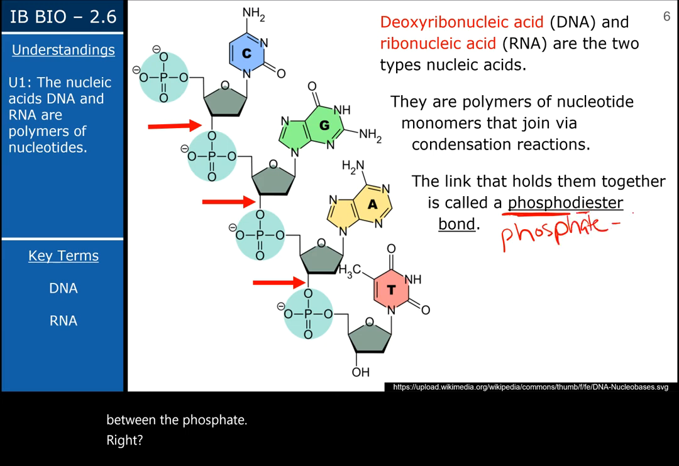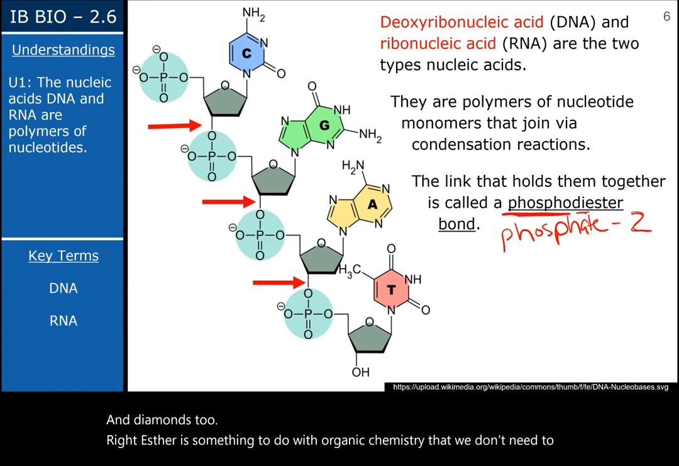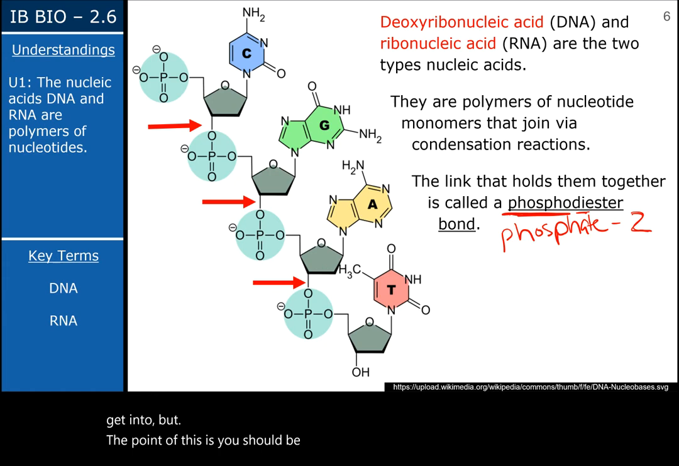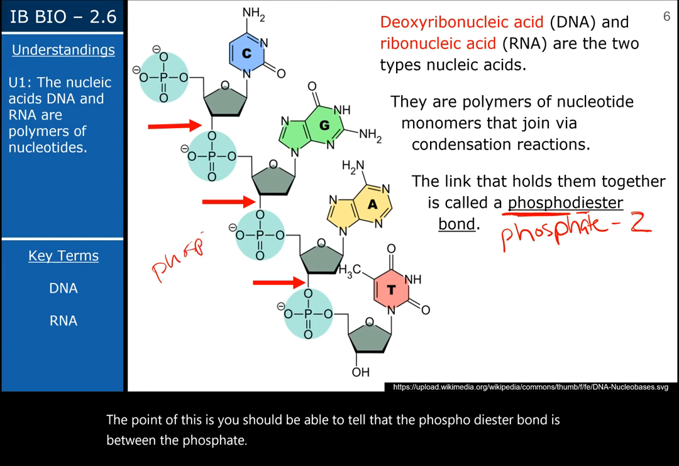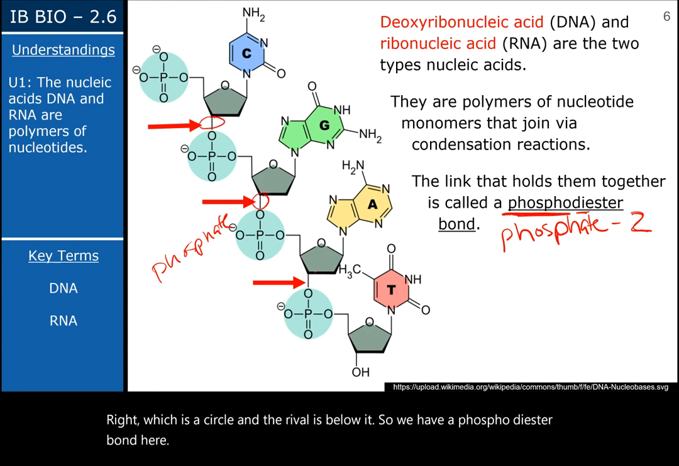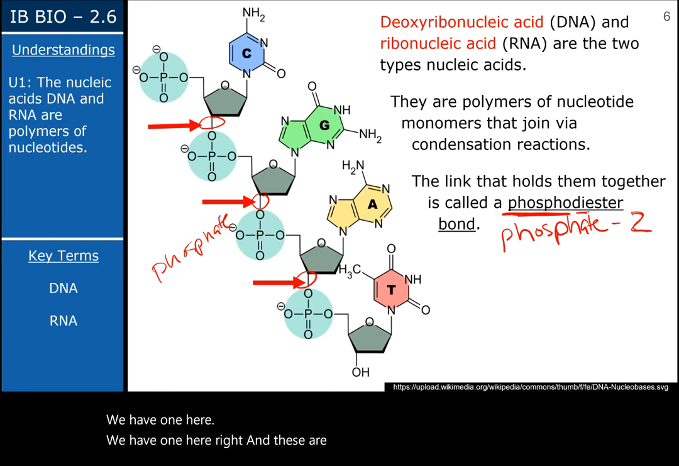And di means 2, right? Ester is something to do with organic chemistry that we don't need to get into. But the point of this is you should be able to tell that the phosphodiester bond is between the phosphate, right, which is a circle, and the ribose below it. So we have a phosphodiester bond here, we have one here, we have one here, right? And these are linking 2 different nucleic acids together.